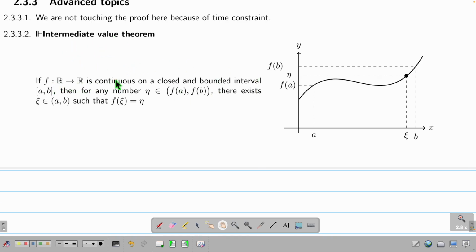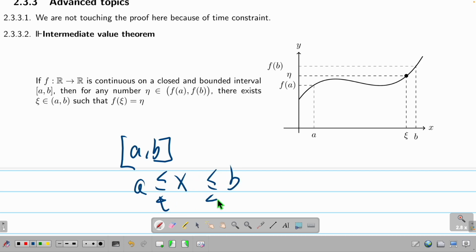Function f is continuous on a closed and bounded interval. That means this. What is this notation? This means any x between a and b, including a and b. Okay. What's bounded? Bounded means you have an m, and everything in the interval is smaller than this m. And what is the m here? Well, it's b or a or the max between them. Okay, it depends on which number is larger.